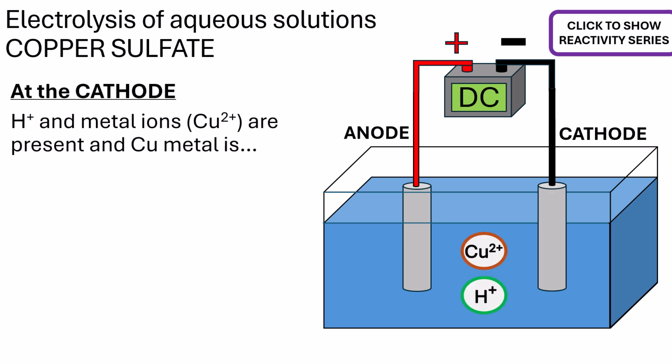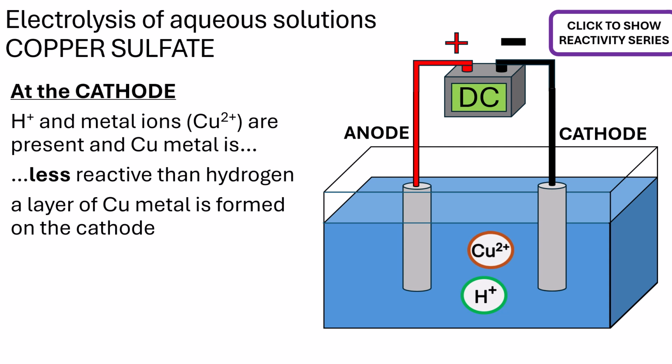At the cathode, we use our hydrogen rule. So we're looking for the metals that are less reactive than hydrogen, which is copper, gold, and silver. And in this question, we do indeed have copper. Because the copper is less reactive than hydrogen, we actually form a layer of copper around the cathode. It literally coats the cathode.